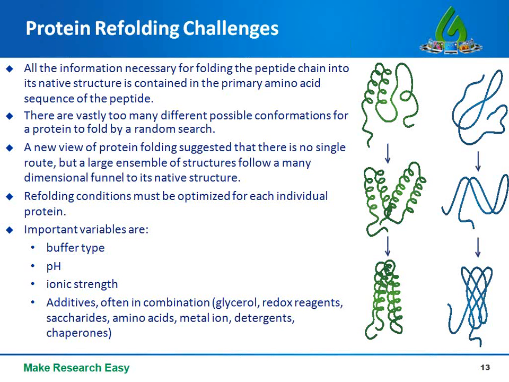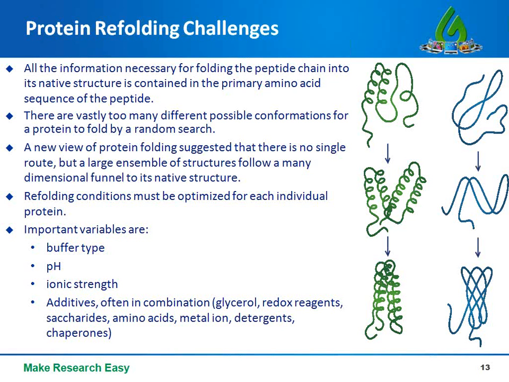Although all the information necessary for folding the peptide chain into its native structure is contained in the primary amino acid sequence of the peptide, the challenge is that there are vastly too many different possible conformations for a protein to fold by a random search. Consider just the peptide backbone: there are 3 conformations per amino acid in the unfolded state. It would be impossible to do the correct folding based on a random search.